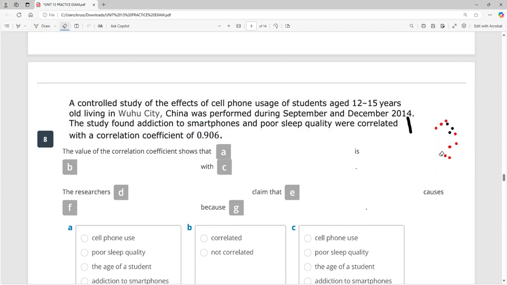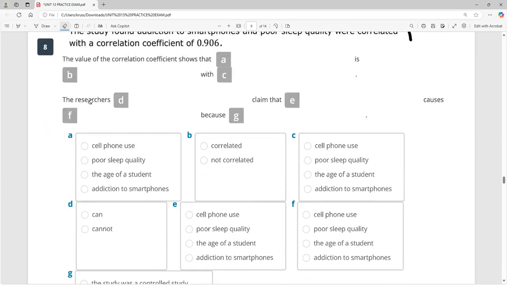So the correlation coefficient, knowing that, let's answer these questions. Okay, they said the correlation coefficient shows that something is what? So what is this study trying to say? It concludes that addiction to smartphones is correlated. It is correlated, right?